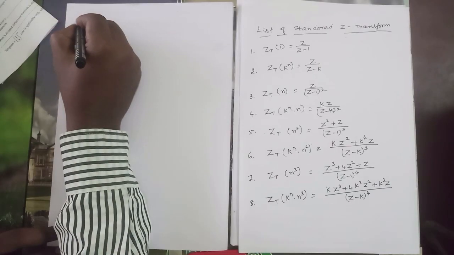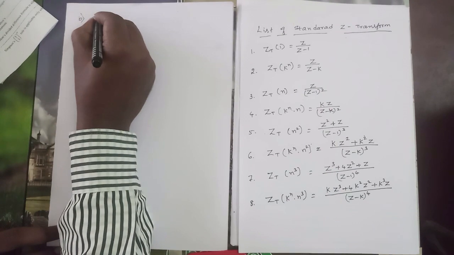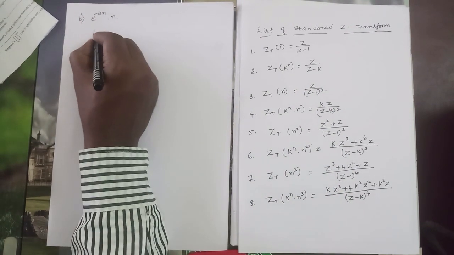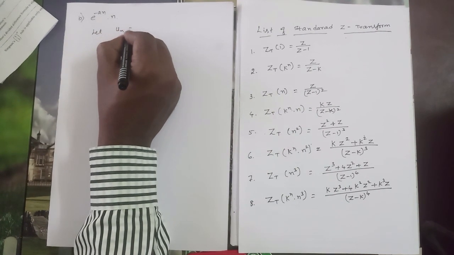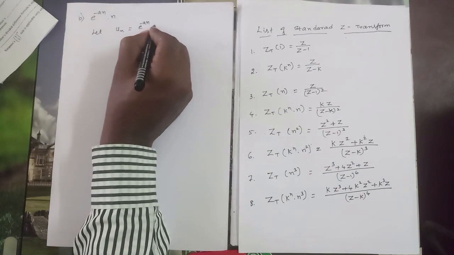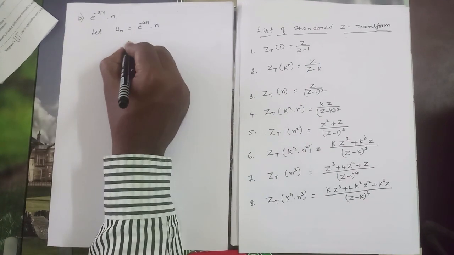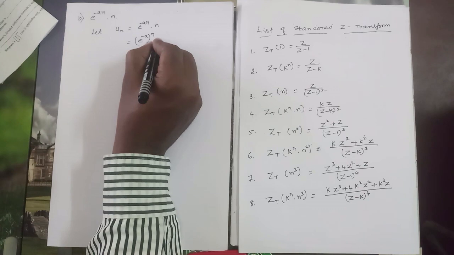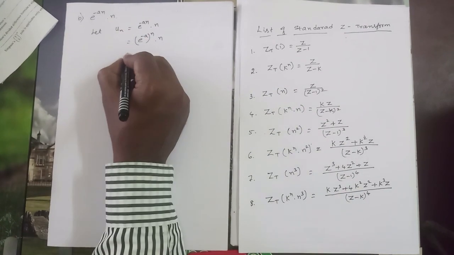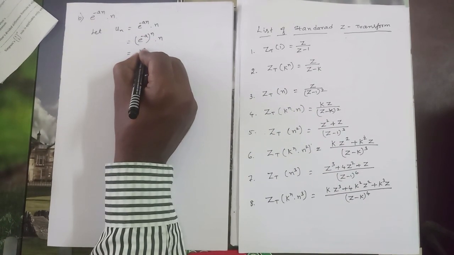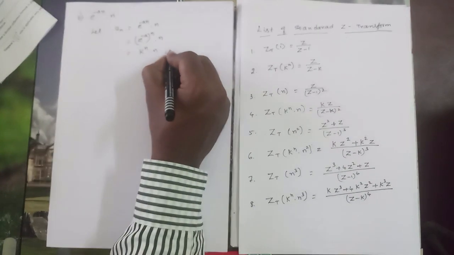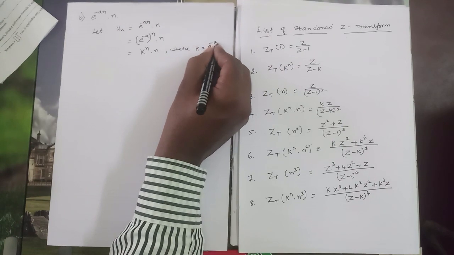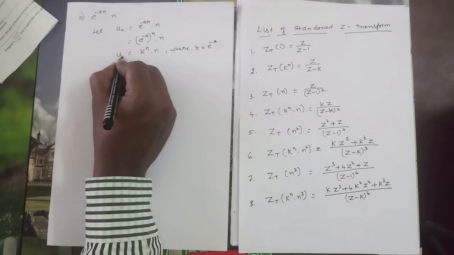Now the second one, what do we have? e to the power of minus an into n. So let un equal e to the power of minus an into n. This can be written as e to the power of minus a, whole to the power of n, into n. I will take this as k to the power of n into n, where k equals e to the power of minus a. So this is your un.